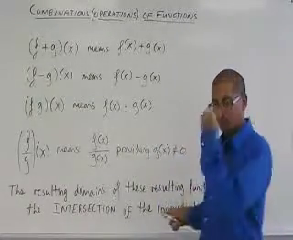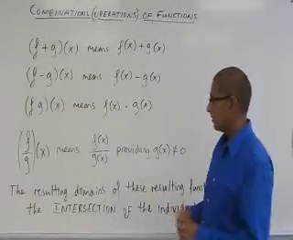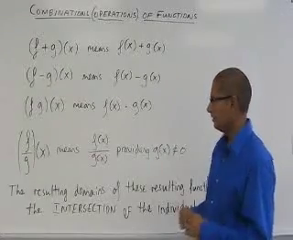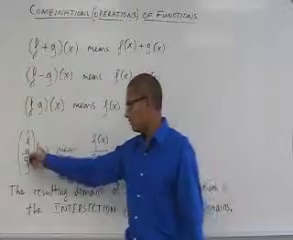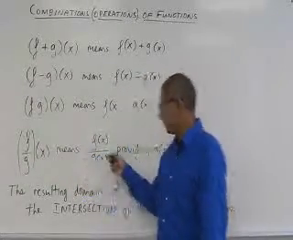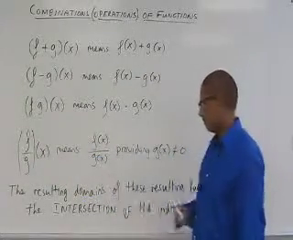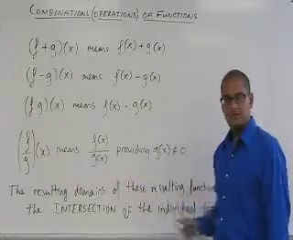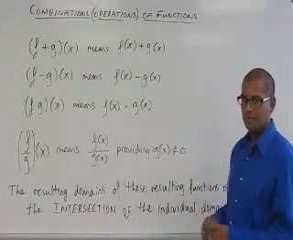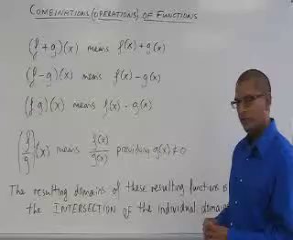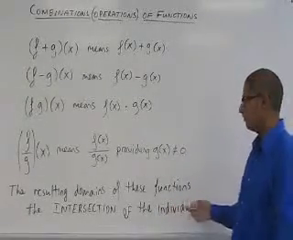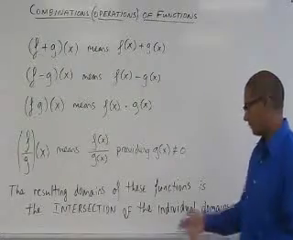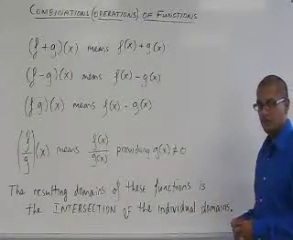And that's not to be confused with another operation we're going to look at called a composition. This is just a multiplication of the two functions. And f divided by g of x means f of x divided by g of x, providing g of x is not equal to 0, because you can't divide by 0. However, we also want to know the domain of the resulting function. The resulting domains of these functions is the intersection of the individual domains, and we'll see what that means.